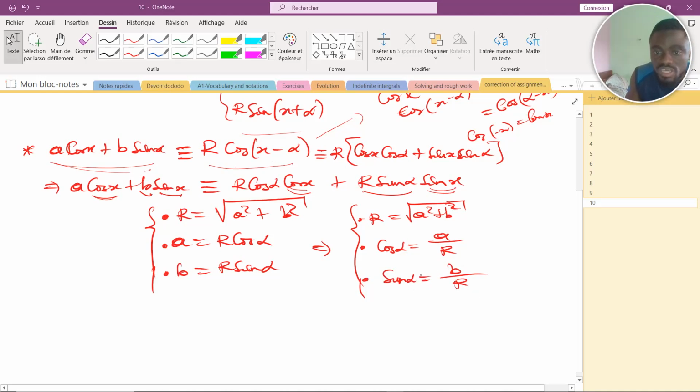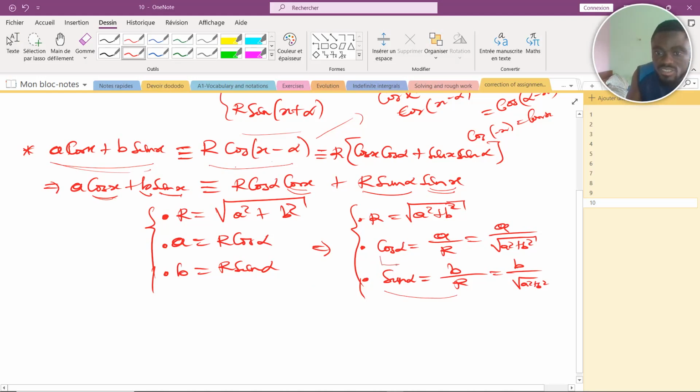Look at something. If you substitute, this sine is the same thing as b all over the square root of a square plus b square, and this is the same as a all over the square root of a square plus b square. Is that okay? Look at what I'm doing. I know you are asking yourself, but how will this help us? You will see how it is going to help us when I dive into the exercise we are supposed to do.